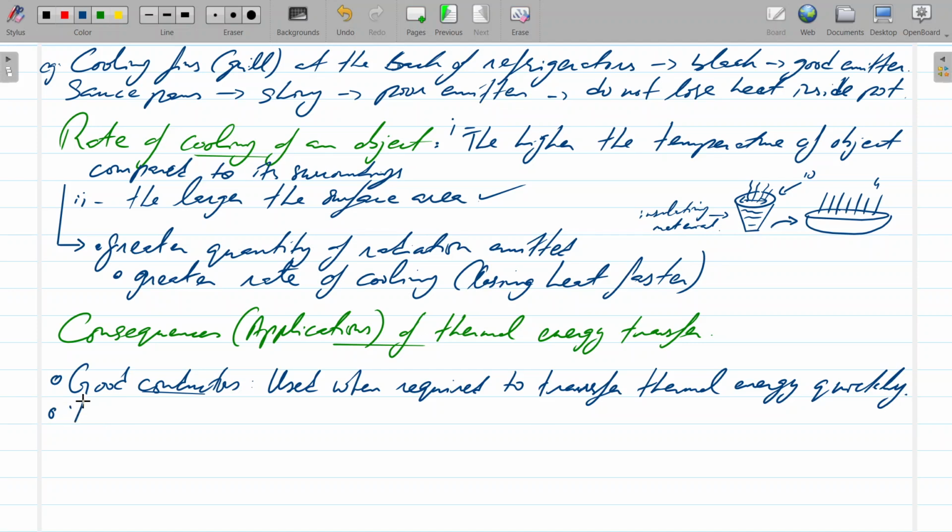Then you've got thermal insulators, which are the poor conductors. And so these guys are very slow at transferring the thermal energy.